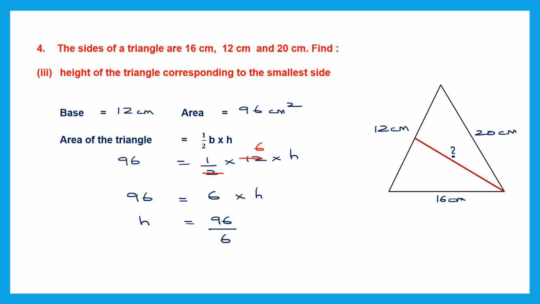And here we can divide this. 6 ones are 6, and then we have 3, 36. 6 6s are 36. So this is 16. So the height is 16 centimeters. We have found the height of the triangle corresponding to the smallest side, and that is 16 centimeters. So this is the side that we have found, the height, that is 16 centimeters.